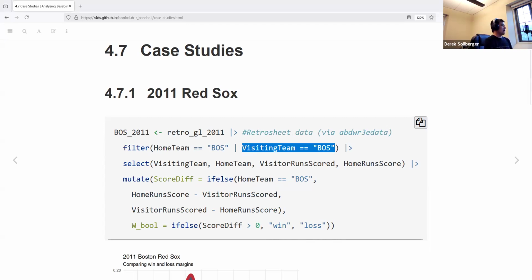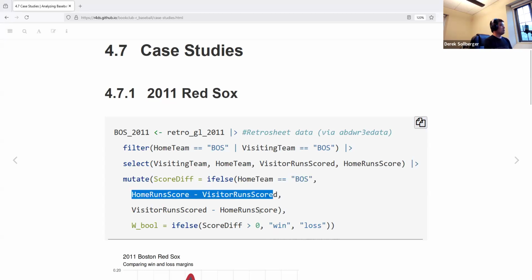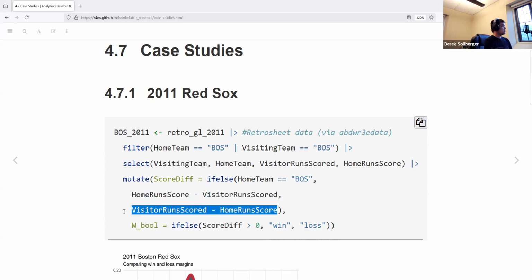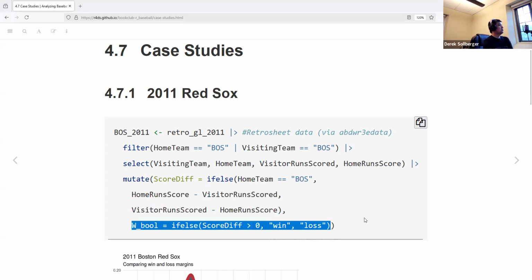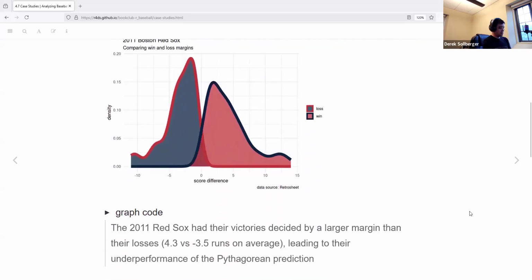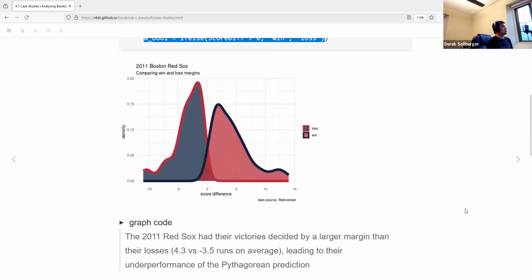And here you can see that we compute a score differential, but it has to keep track of whether Boston is at home or away, which reverses the subtraction if need be. Otherwise, just keep track of whether or not the Red Sox won or lost the game. So I decided to use a density plot to express that season, the 2011 Boston Red Sox, with the score difference on the horizontal axis. I also geeked out a bit and tried to give them the official Boston Red Sox colors as well.